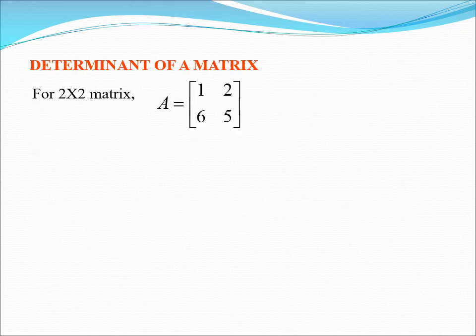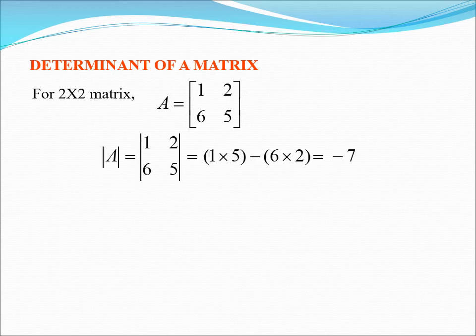For a 2 by 2 matrix, the determinant can be calculated as 5 into 1 minus 6 into 2. The resultant value is minus 7. So this is the value of the determinant of matrix A.